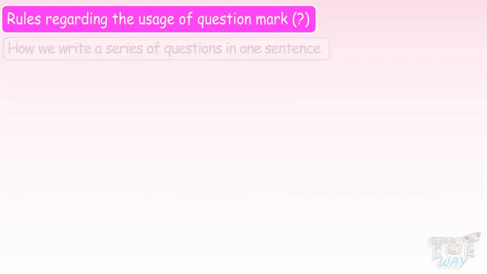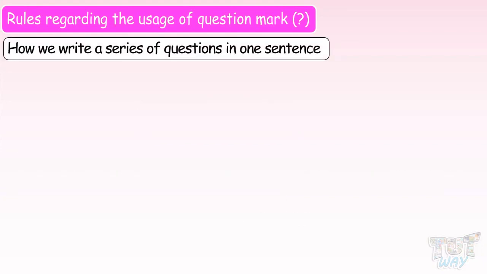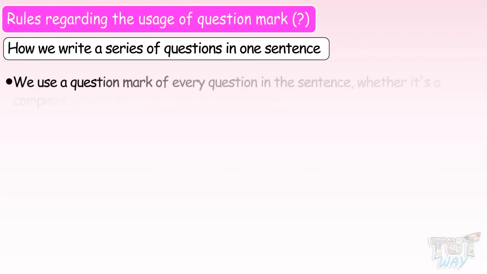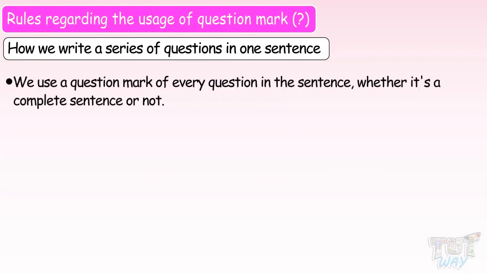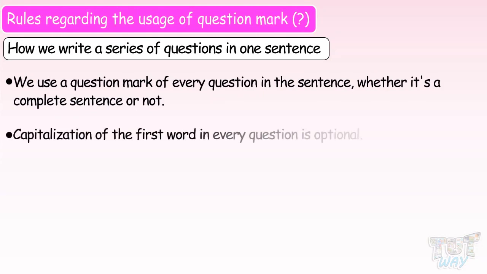Now let's see how we write a series of questions in one sentence. First of all, we use a question mark for every question in the sentence, whether it's a complete sentence or not. Capitalization of the first word in every question is optional. Now let's see some examples.